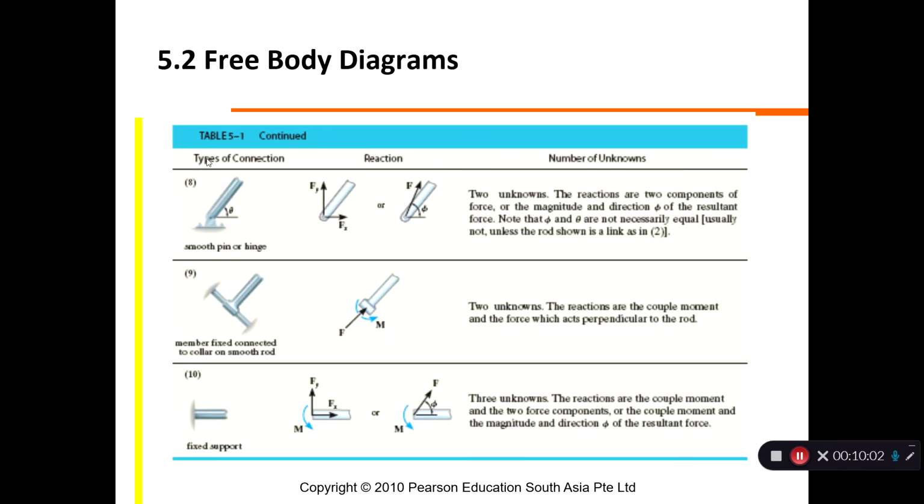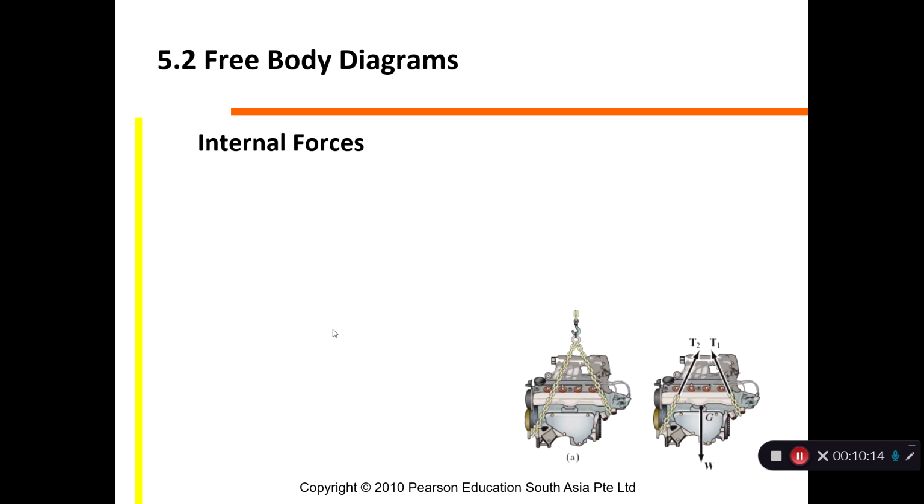So in 2D, you only have two supports that have moment. The rest are only forces in x and y direction. You can read this. Next is internal forces. There's a whole chapter for internal forces after this. So here we're just going to see what it means.